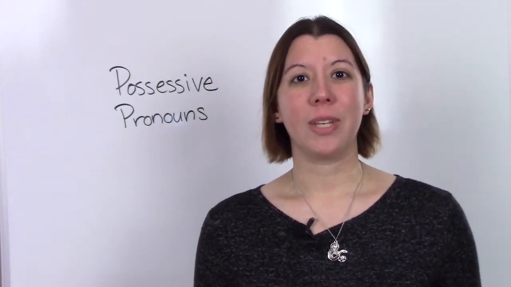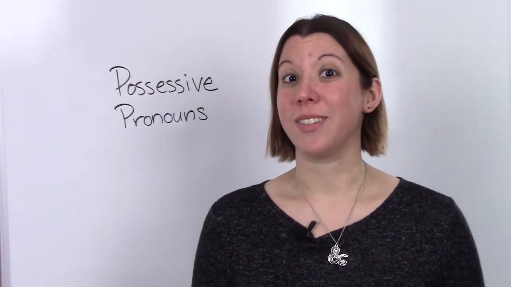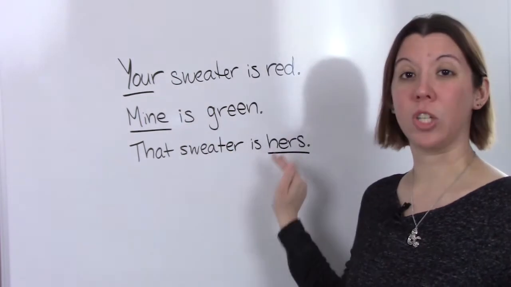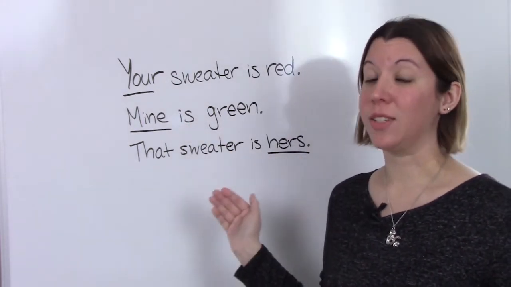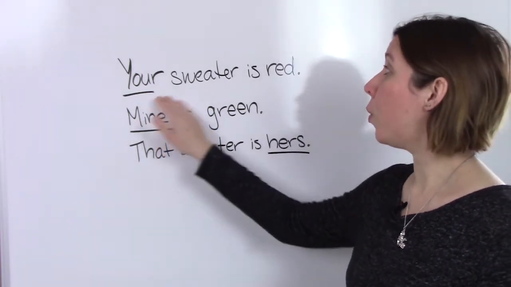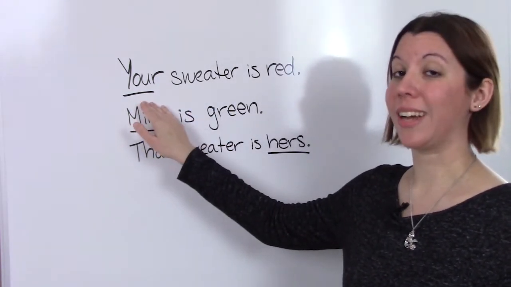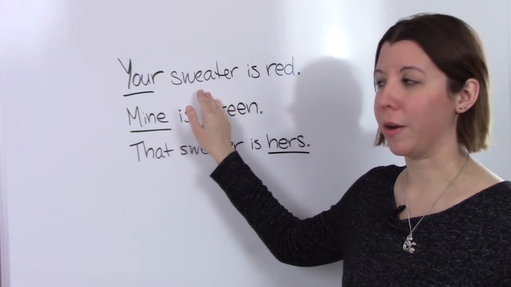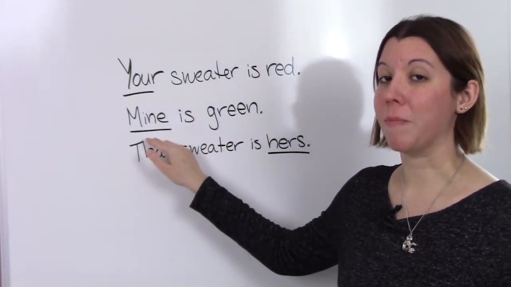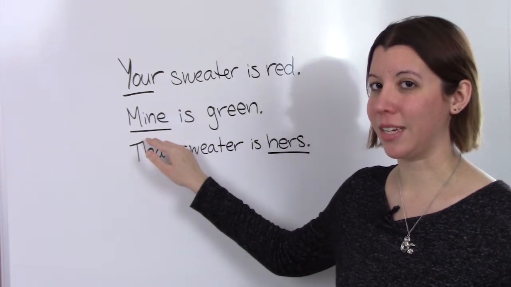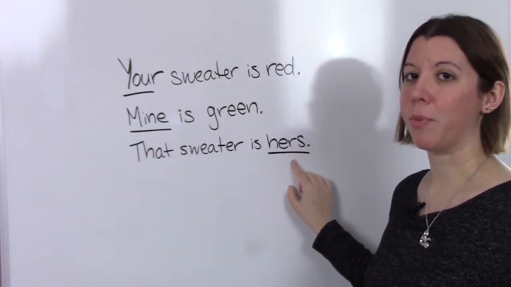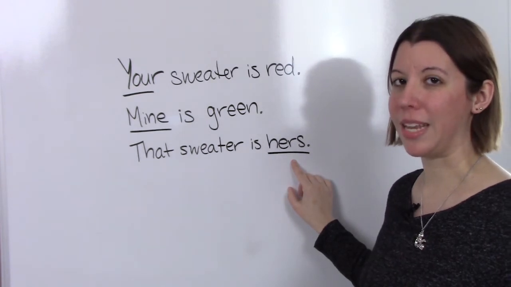Let me show you a few examples of the many jobs of the possessive pronoun. Check it out. The underlined words are all possessive pronouns, and as you can see, they each serve a different function in the sentence. Your sweater. Here, your is acting as a modifier for the noun sweater. Mine is. Here, the possessive pronoun mine is acting as the subject of the sentence. That sweater is hers. This is that predicate pronoun that I mentioned at the beginning of the video.